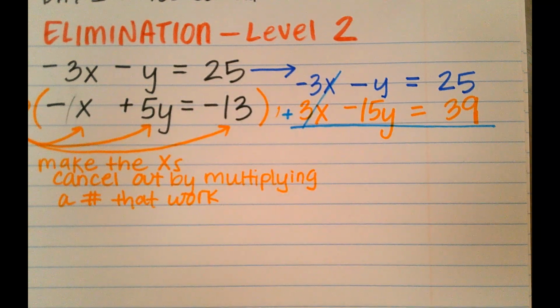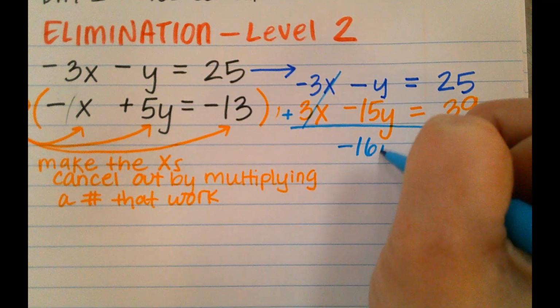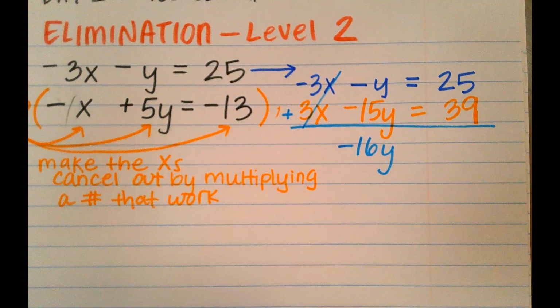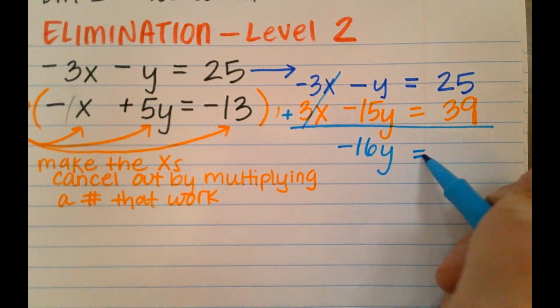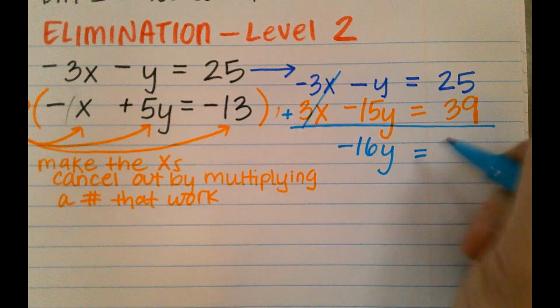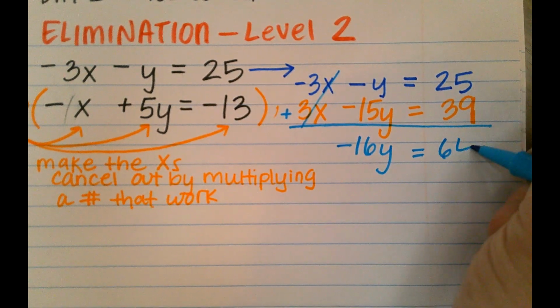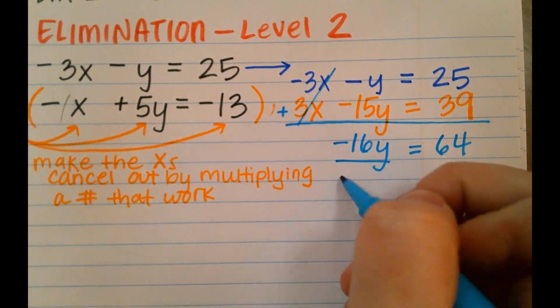Negative 16y, like -1 plus -15 is -16, equals 25 plus 39, which is 64. Okay, and now I have -16y equals 64. Divide by -16.